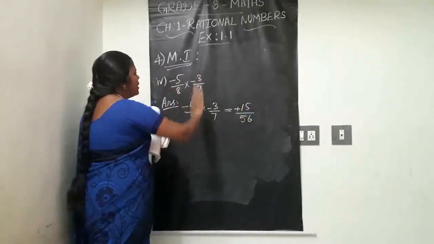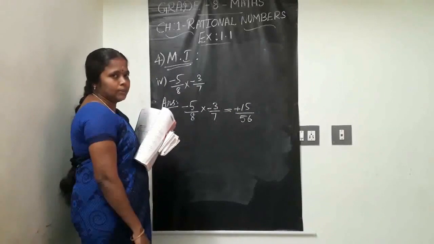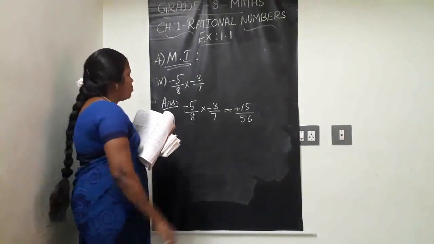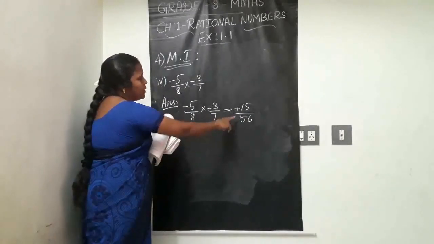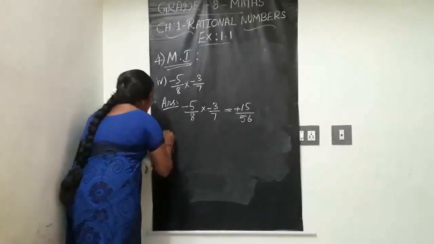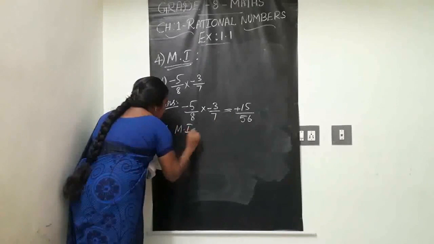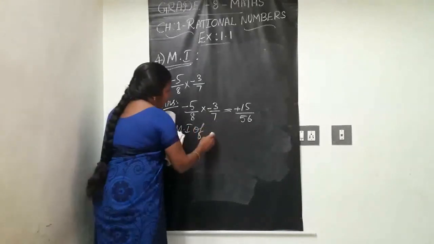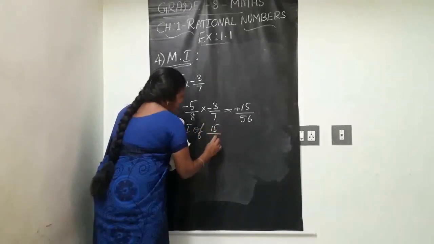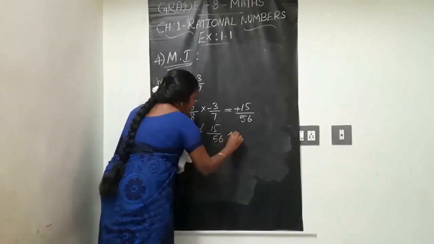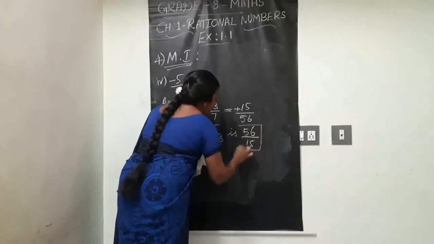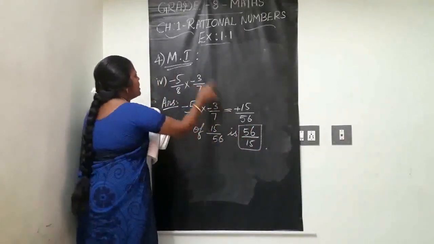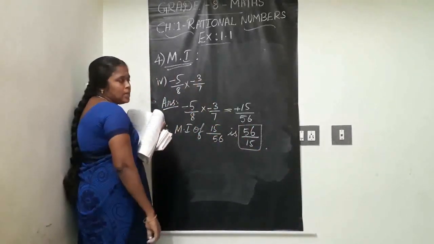We multiplied the given two rational numbers. And then what are they asking? Multiplicative inverse. Now only you have to write this multiplicative inverse. Therefore, the multiplicative inverse of this 15 by 56 is, what comes? 56 by 15. Clear children? This is the answer for this.